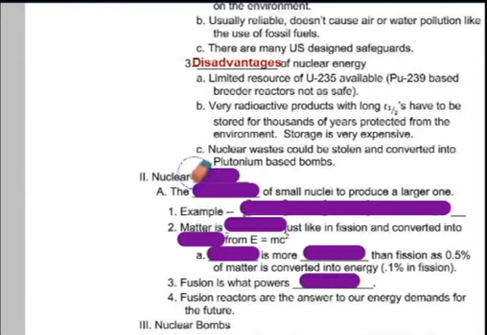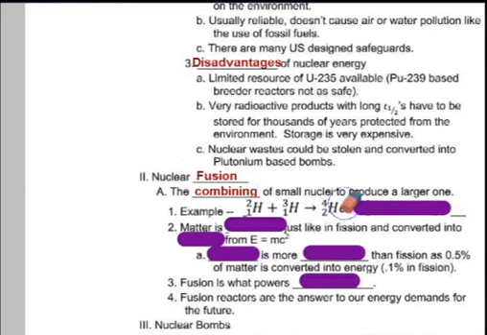Okay, which brings us to the answer, which is nuclear fusion. Fusion is the bringing together, or the combining, of small nuclei to produce a larger one. For example, two hydrogen isotopes, hydrogen-2 and hydrogen-3, also known as deuterium and tritium. They will combine to make helium, which is utterly harmless. You all know that because you can breathe it and your voice starts sounding like this.